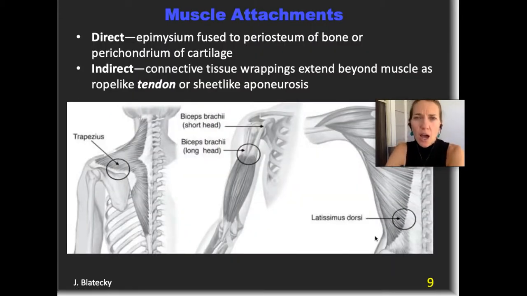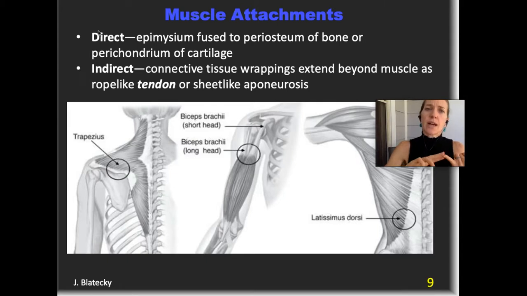So when thinking about how a muscle attaches to a bone, you can either have direct attachments or indirect. The indirect ones are more common. With a direct attachment, a nice example of that is your trapezius here. In this case, you actually see the epimysium, which I'll discuss very shortly, of the muscle that's fusing to the periosteum, a term that we have seen, the connective tissue that wraps around bone. So those two are directly fused, or potentially to the perichondrium of the cartilage.